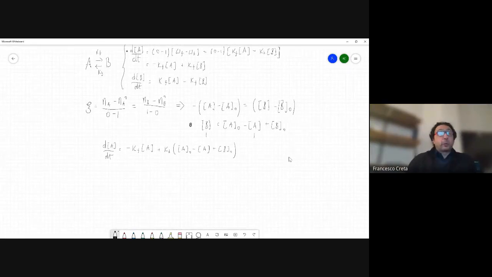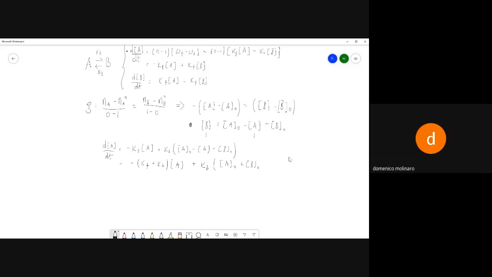So we can regroup, for example, the variables here so that you have, for example, minus Kf plus Kb multiplying A, okay? And then a bunch of constants here, Kb multiplying A0 plus B0, okay?